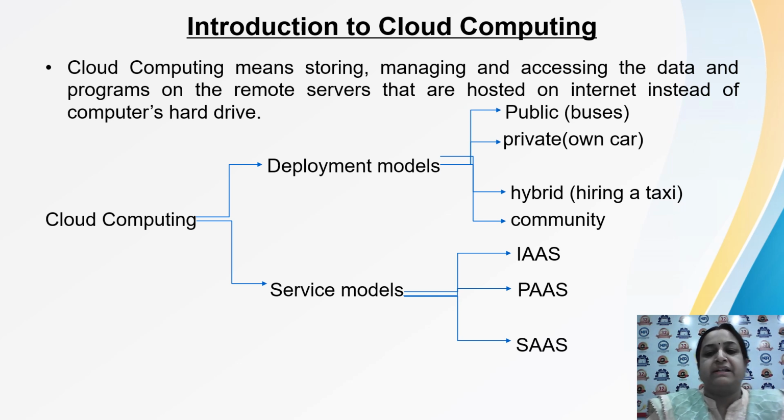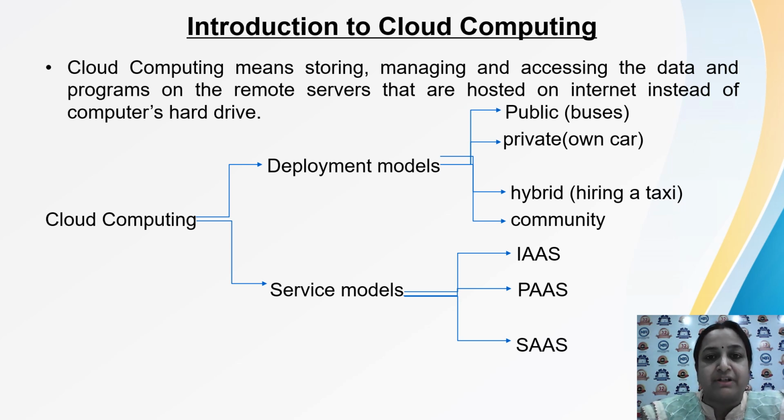Then the next is the hybrid cloud, which is a combination of both private and public cloud. The example is hiring a taxi. You are hiring that particular cab for your individual purpose, but at the same time that cab doesn't belong to you whole and soul, because you are hiring it only for that particular period of time.